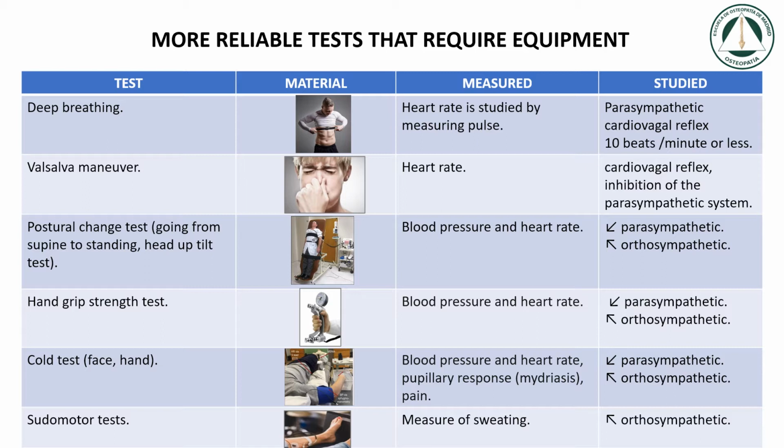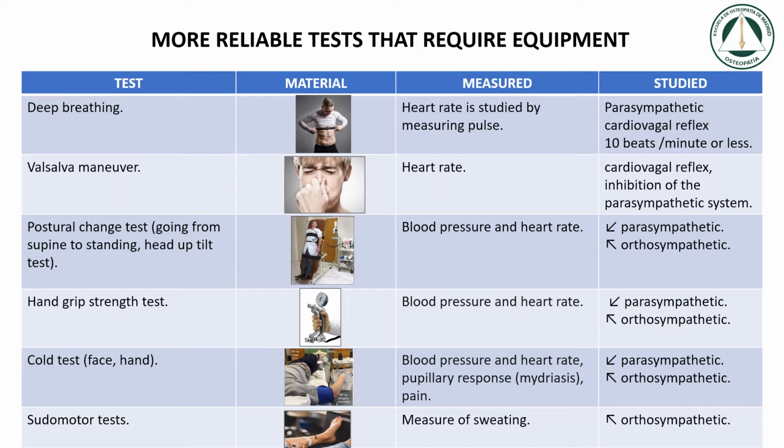Valsalva maneuver. The Valsalva maneuver is performed standing up with a Polar H10 belt. The heart rate is studied with the pulse and blood pressure. It produces a cardiovagal reflex. Is inhibition of the parasympathetic system. Postural change test, going from supine to standing, head-up tilt test. This allows us to study blood pressure and heart rate, to show an inhibition of the parasympathetic system, or a hyperactivity of the orthosympathetic system.